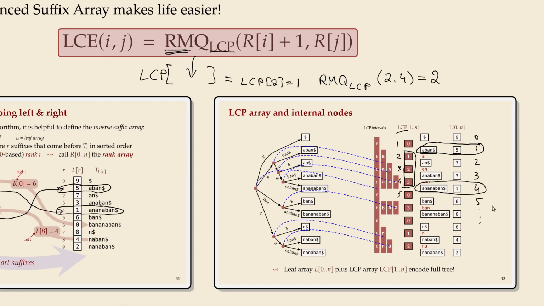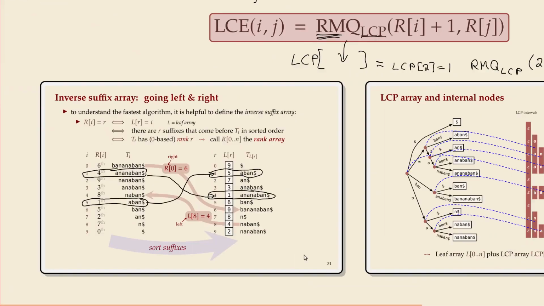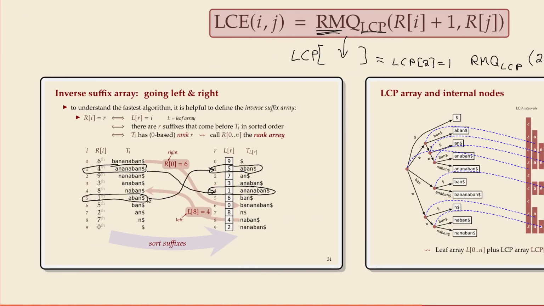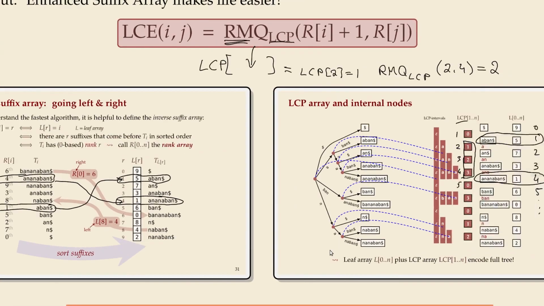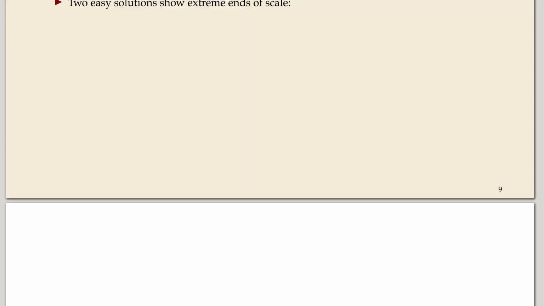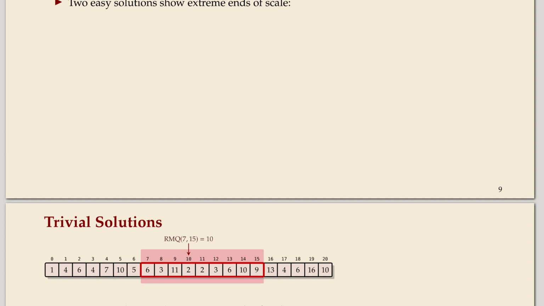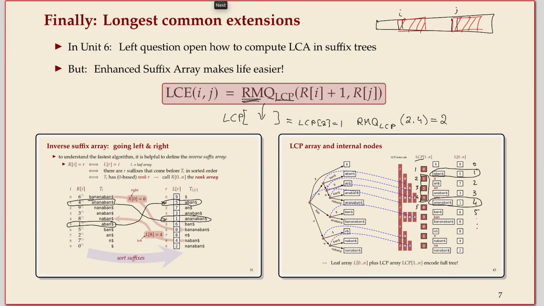And that's the right answer because the strings we started with, Anana-ban and A-ban, just have a single letter in common at the beginning. So that's how this works. I hope that example helped to clarify this connection here.